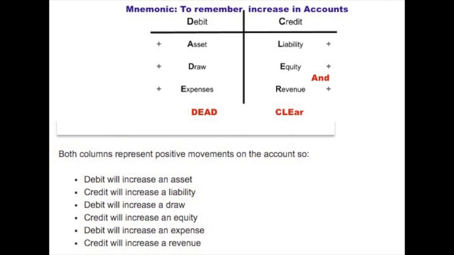If you look on the credit side, all those accounts that increase with the credit entry are liability, equity, and revenue. So the mnemonic to remember that is CLEAR.